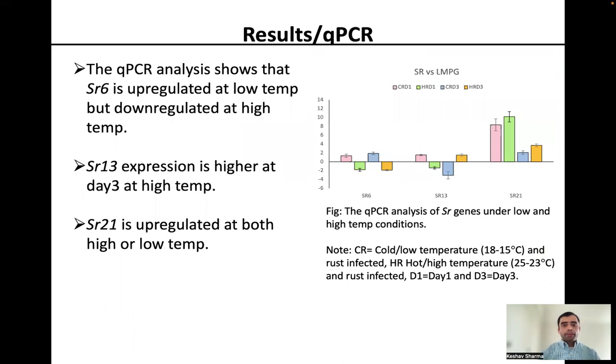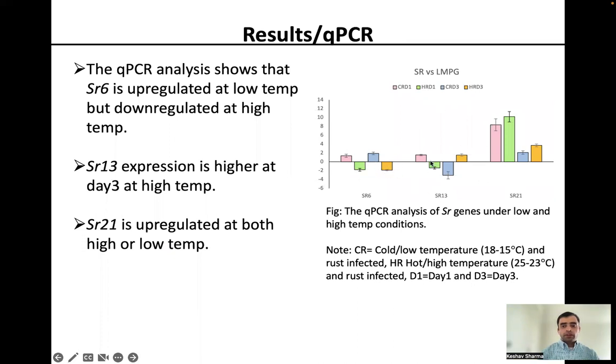So we did some qPCR analysis of the expression of the genes in different lines. Sr6 was upregulated at low temperature, but downregulated at high temperature. As you see here, this is for the low temperature, day 1 control, day 1 cold rust-infected, and day 3 cold rust-infected. It is upregulated in both. But for high temperature, it is downregulated.